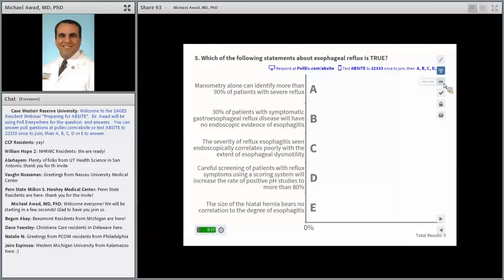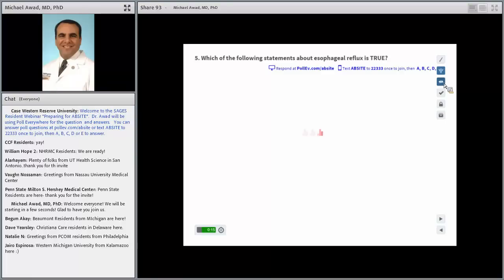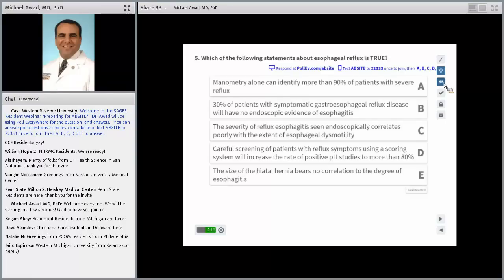Okay, the next one: which of the following statements about esophageal reflux is true? A, manometry alone can identify more than 90% of patients with severe reflux. B, 30% of patients with symptomatic GERD will have no endoscopic evidence of esophagitis. C, the severity of reflux esophagitis seen endoscopically correlates poorly with the extent of esophageal dysmotility. D, careful screening of patients with reflux symptoms using a scoring system will increase the rate of positive pH studies to 80%. And E, the size of hiatal hernia bears no correlation to the degree of esophagitis.